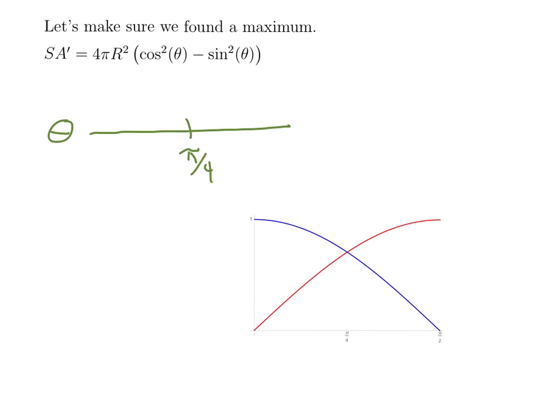And we notice that when the angle is bigger than pi fourths, sine is bigger than cosine, which means that cosine squared minus sine squared is going to be negative. Similarly, looking at values of theta a little bit to the left of pi fourths, we see the derivative is going to be positive. And so we must be increasing and then decreasing, which means that we really did find a maximum value.